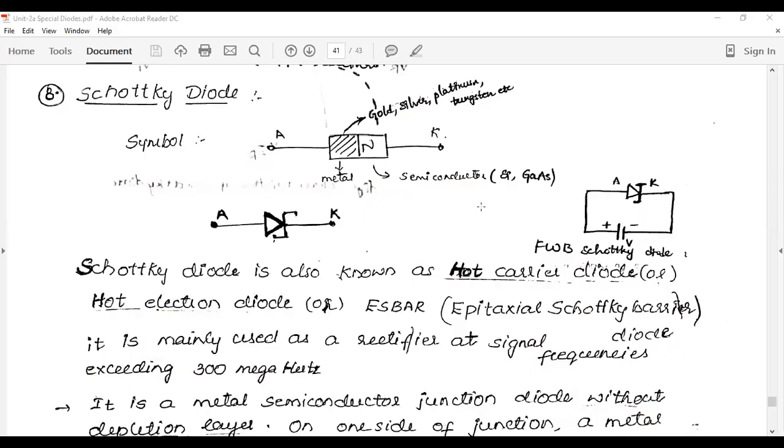Is this visible? Is the Schottky diode also visible to you? Schottky diode, is it visible? Yes, sir. Okay.